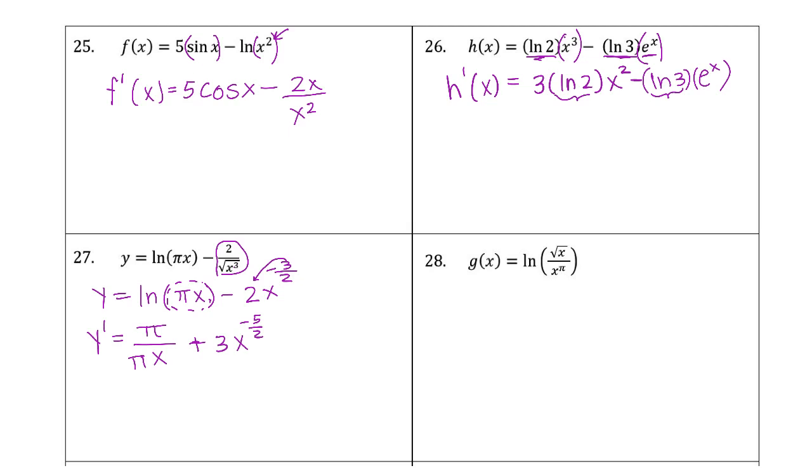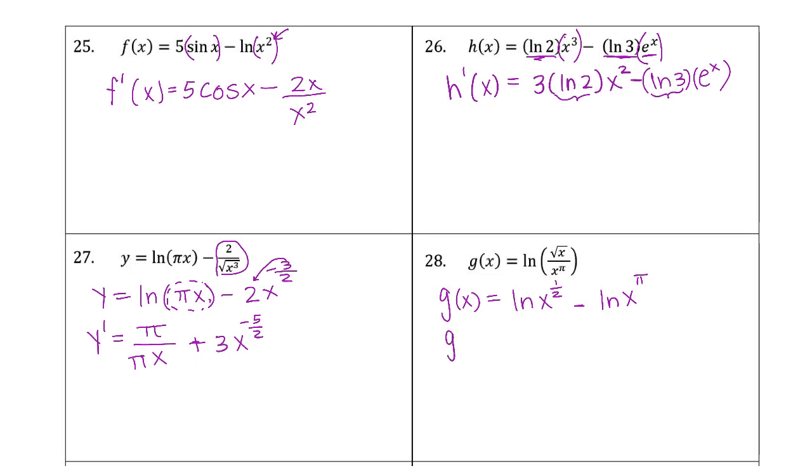All right. So looking at 28, we do need to separate this out. So I'm going to rewrite it. And we have natural log of the square root of x. So I'm going to go ahead and write that x to the 1/2, and then minus natural log x raised to the pi power.